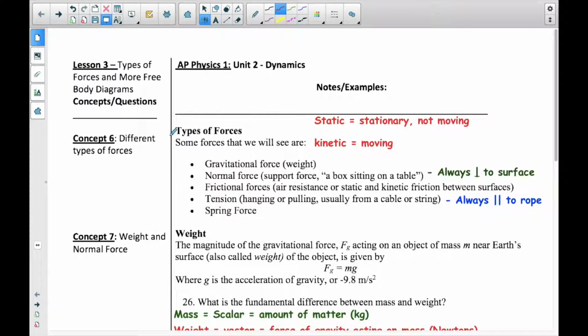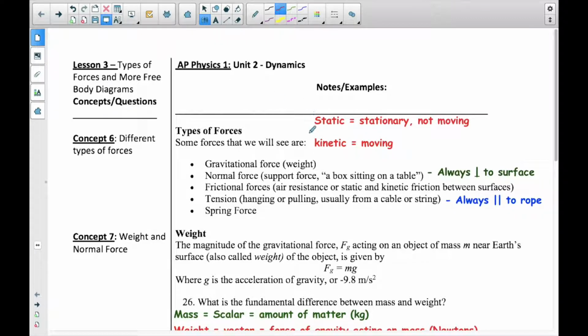Tension is also a force. Hanging or pulling from a cable or a string, that tension is always directed parallel to the rope. And then we have spring forces. Spring forces we'll get to later in the unit.